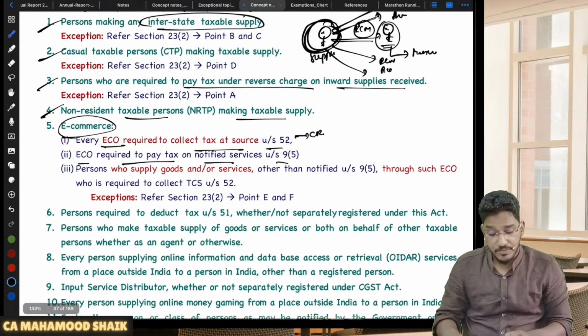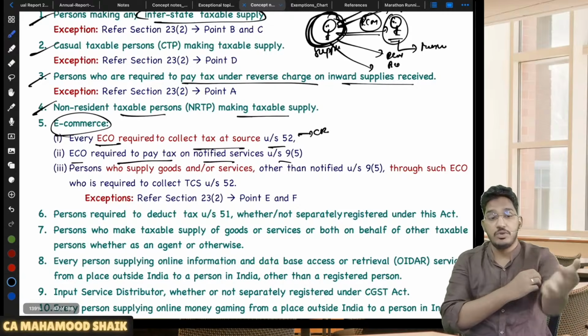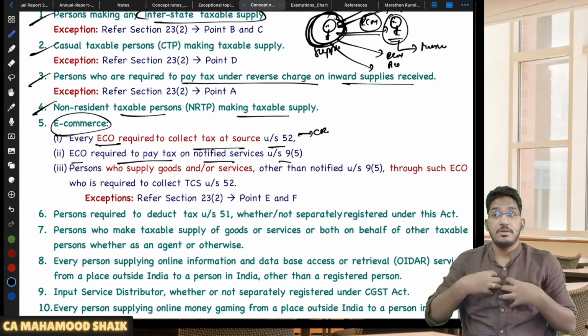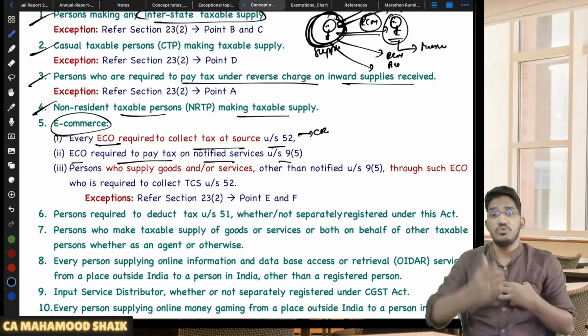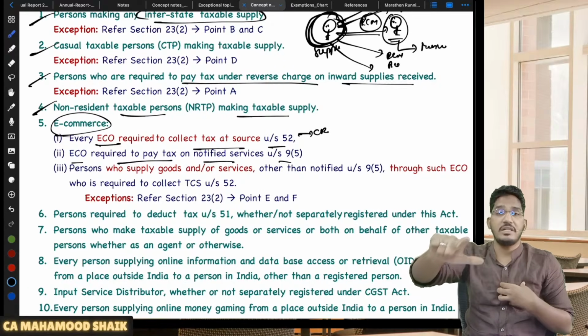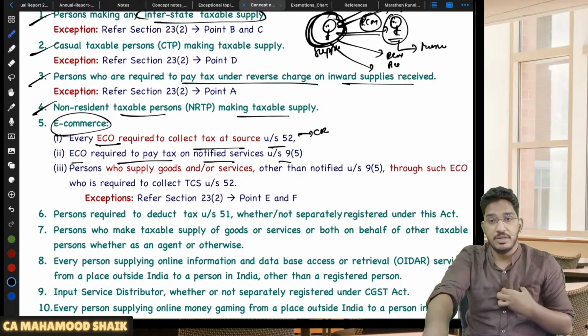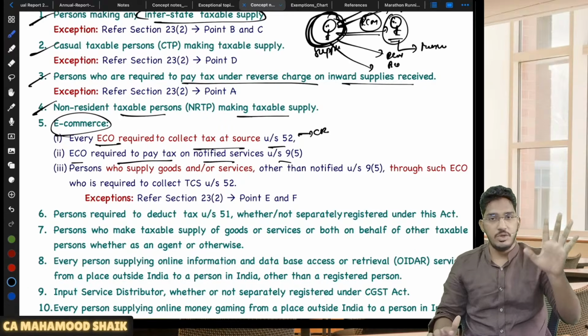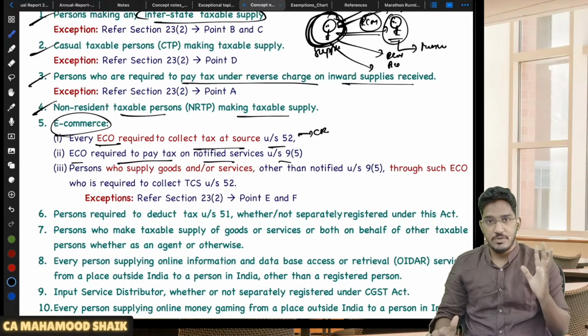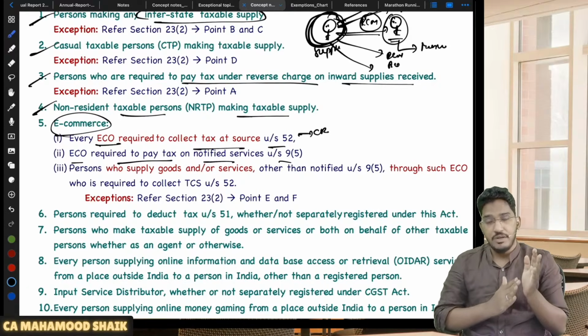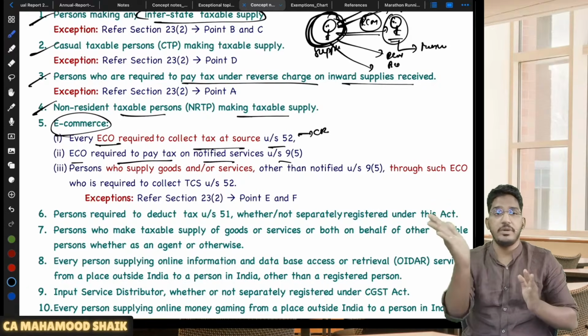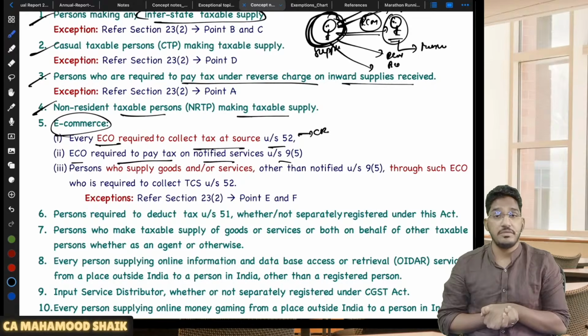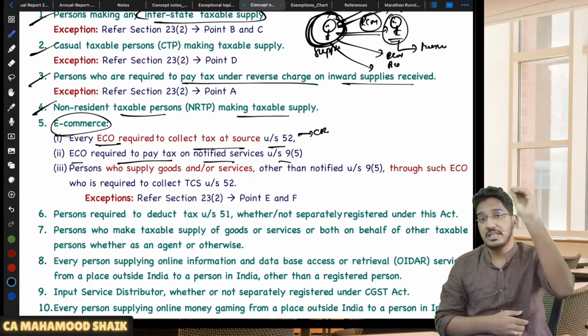Not just that, they told one more thing, not just the e-commerce operator. If you are a person making supply of goods or services through the e-commerce operator who is required to collect TCS under section 52, even that supplier of the goods or services is also liable for registration. Initially, they told e-commerce operator. Now they are telling not just the e-commerce operator. If you are a supplier making supply of goods or services through such an e-commerce operator who is required to collect TCS under section 52, you will also be liable for compulsory registration.